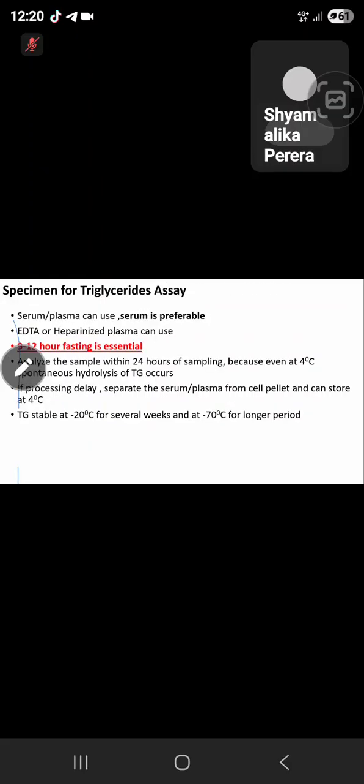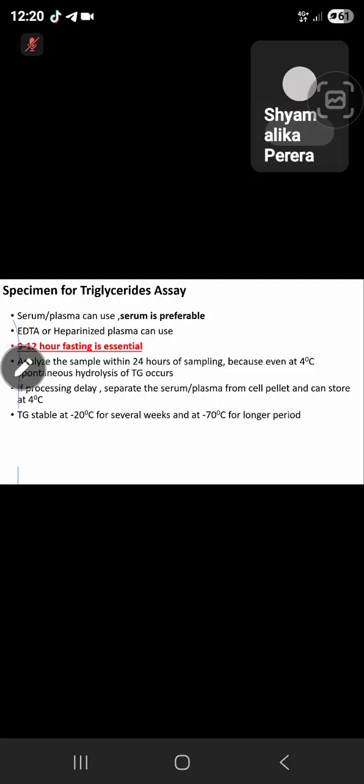So in the triglyceride method, you can select either the color production method or the 340 UV range of detection. Specimens, definitely for the triglyceride assay, serum is the preferable sample, and 9 to 12 hours of fasting is essential. That's why when you are instructing a patient for lipid profile, it's a must. 9 to 12 hours fasting is a must in triglyceride assays, in lipid profile. If you need to assess only the triglyceride, that also needs 9 to 12 hours of fasting.